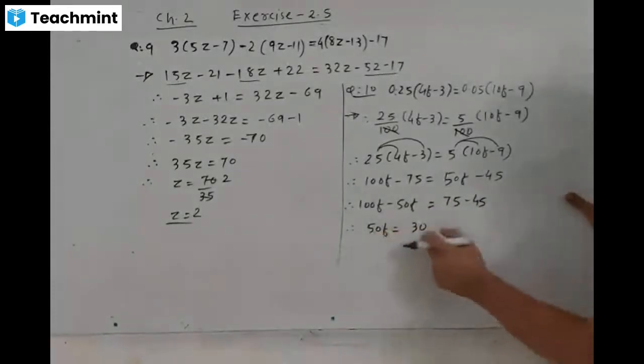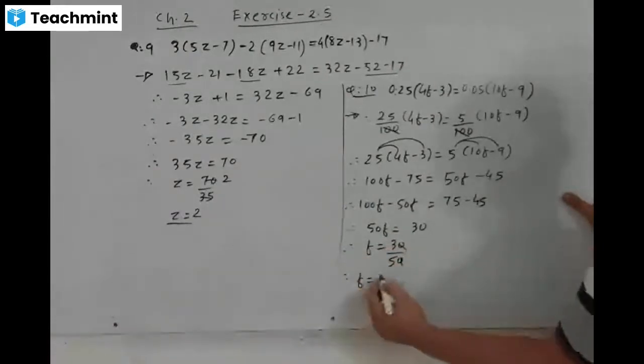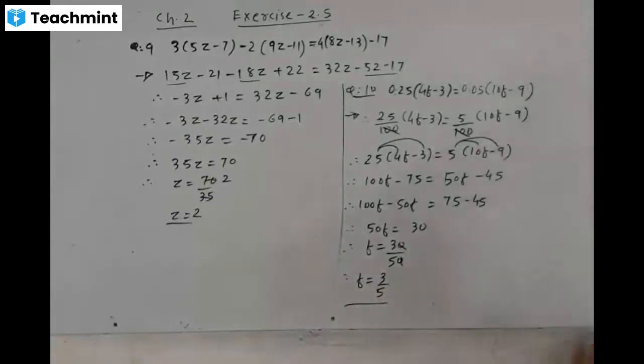Here 50 is in denominator form. f is equal to 30 divided by 50, zero zero cut. Therefore f is equal to 3 divided by 5, and that is the final answer. Okay, clear?